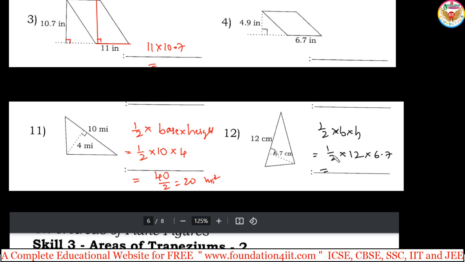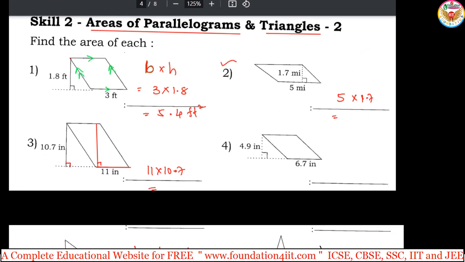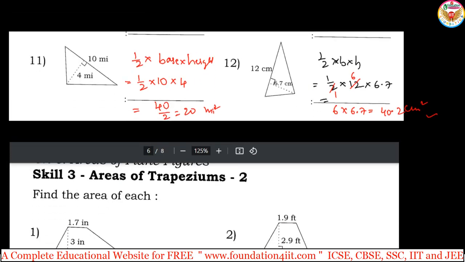You can also do the calculation by the cancelling method: 2 ones are 2, 2 sixes are 12, because 12 is the numerator and 2 is the denominator. Now 6 into 6.7, you multiply, and the answer will come in square centimeters. 6 into 6.7 is 40.2 square centimeters. For the area of the square, rectangle, parallelogram and triangles, you just practice from these worksheets.